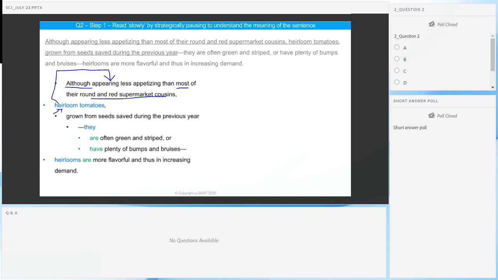So the author is talking about heirloom tomatoes that do not look very pretty. And what is the comparison? The supermarket cousins are prettier because they are red and round, right? We all have experience with tomatoes. Let's just visualize the sentence a little bit. That will help us in understanding the meaning of the sentence, and we should often use this tool to understand the meaning in a much better way, right? Whenever we go shopping for tomatoes, we look for nice, red, smooth tomatoes. So that's the supermarket cousins. But the heirloom tomatoes do not look that pretty. That's what the author is telling us.